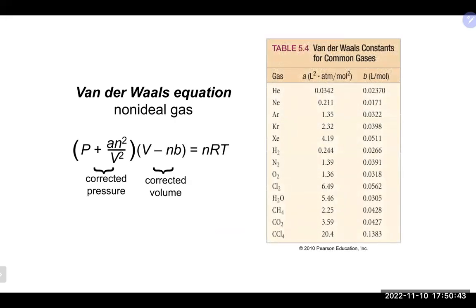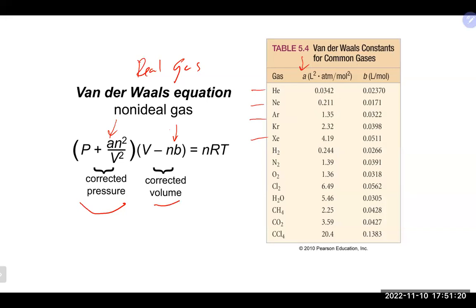So what the van der Waals equation for real gases looks like is a scary version of the ideal gas law. It is P plus an squared over V squared. That is our correction for the pressure. Once again, A is found here in the table. And as you can see, there are different values depending on what gas you're dealing with. And our volume is corrected as well. We're using our B constant and our nRT. You really do just solve this the same way as you would an ideal gas law.